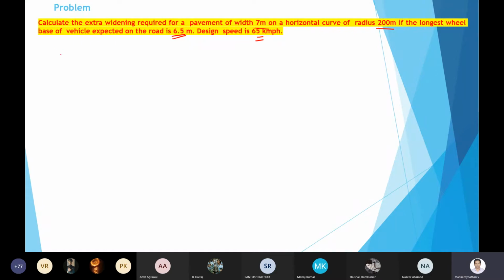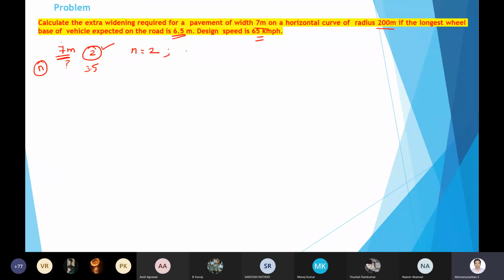What are the data given? They have given the pavement width of the road as 7 meter. Why is this given? Because for the mechanical widening, the number of lanes is one of the components. When it is given as 7 meter, what is the number of lanes? Obviously it is 2, right? Each lane we consider 3.5 meter. So when it is 7 meter, the number of lanes is 2. So N is equal to 2 is given in the problem.